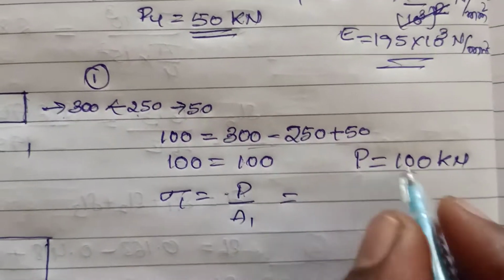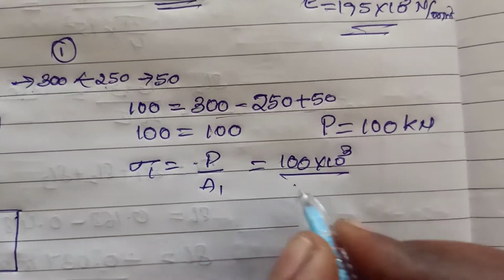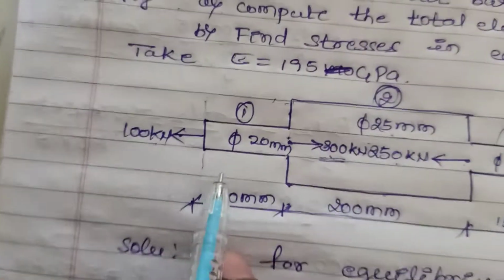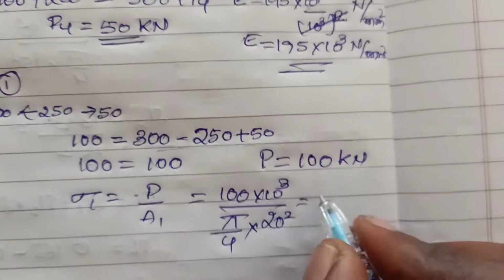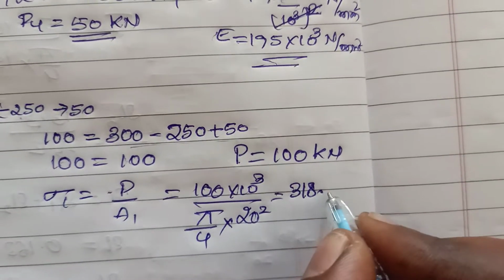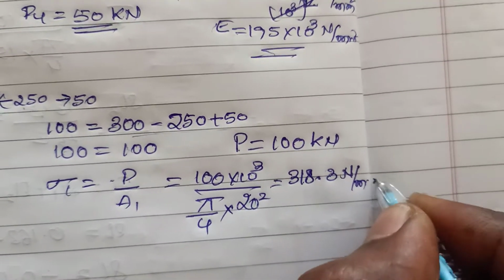So P is equal to how much here? It is 100 into 10 raised to 3 divided by area, which is circular, pi by 4 into diameter, which is 20 squared. So calculate this, and after calculation you are going to get 318.3 Newton per mm square.